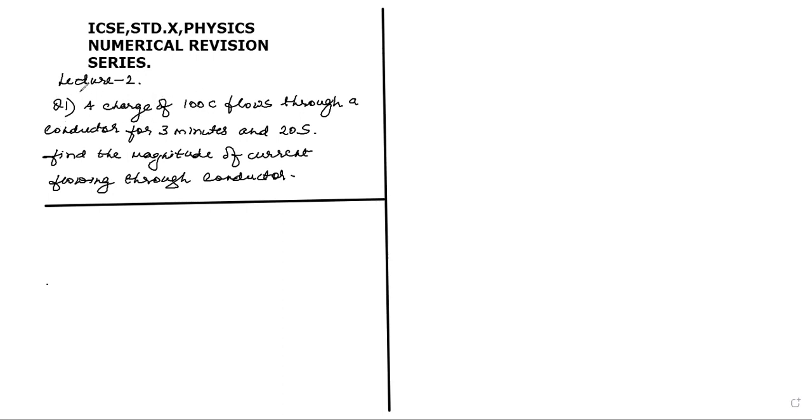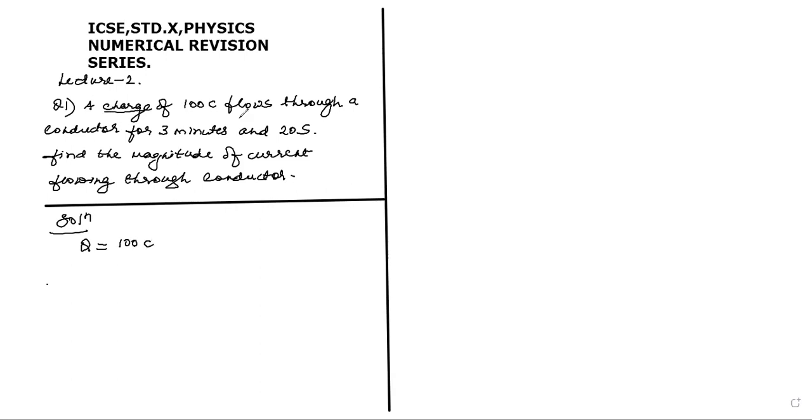So you can see here, this is question number 1. A charge of 100 coulombs flows through a conductor for 3 minutes and 20 seconds. So what am I going to do, children? My first step in a physics numerical is writing everything in notation form. Charge is represented by the letter Q. So Q is equal to 100 coulombs.